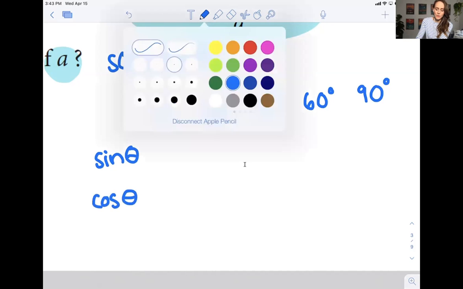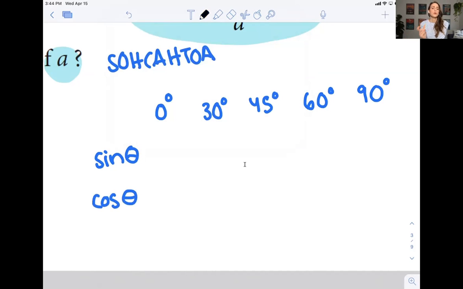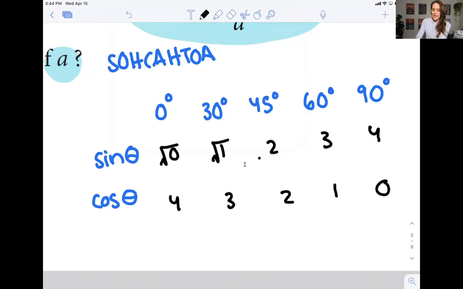And then I'm going to count up to 4 starting with 0. That's why you need to know that sine goes first. So I'm going to go 0, 1, 2, 3, 4. And then I'm going to count down from 4 for the cosine theta. So I'm going to go 4, 3, 2, 1, 0. I'm going to square root everything. And then very lastly, I am going to divide everything by 2.